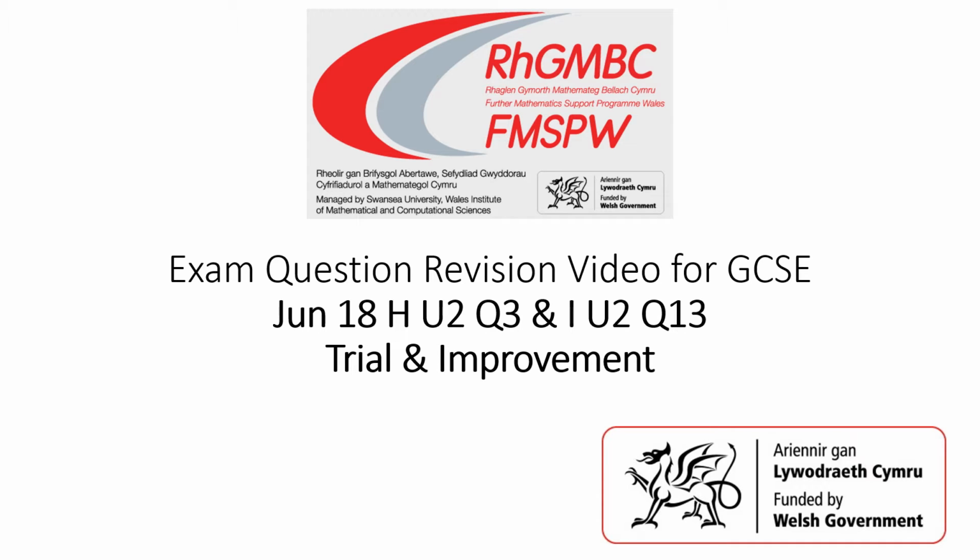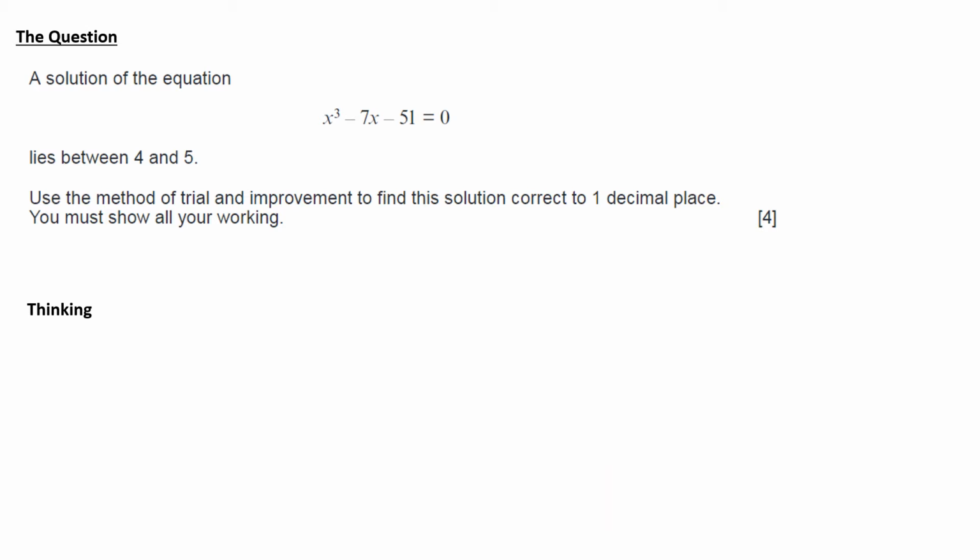Question 3 from the June 18 higher paper, Unit 2, or question 13 from the intermediate paper. This is a trial and improvement question. We're given this quadratic to have a look at, and we're told a solution lies between 4 and 5.